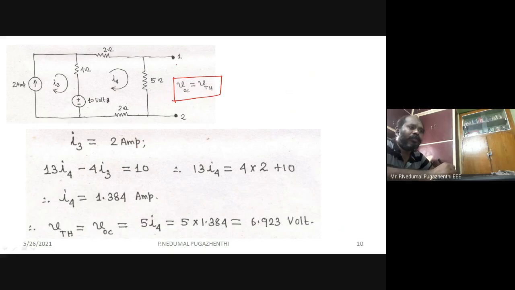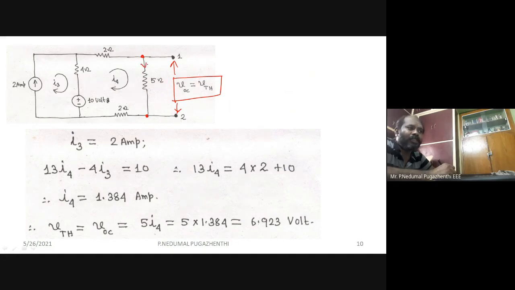So what we will do? We will try to find what is the voltage across this 1 and 2 terminal. What is the voltage across this 5 ohm? Whatever voltage is across the 5 ohm is what is across 1 and 2. So how do we find the voltage across the 5 ohm?